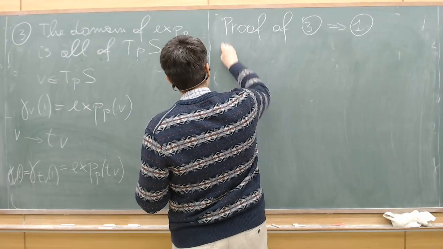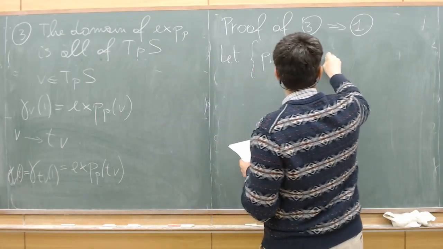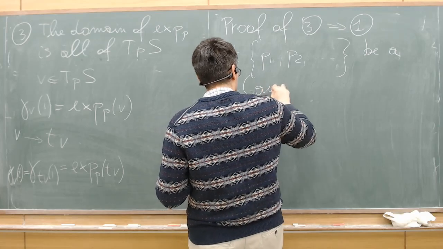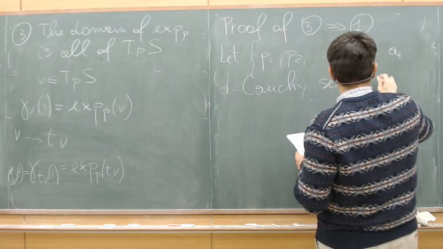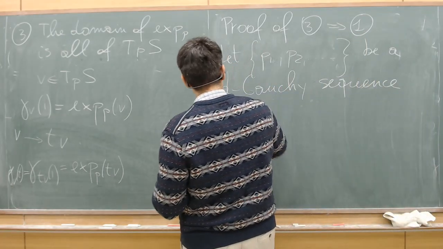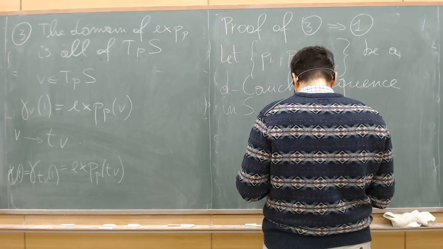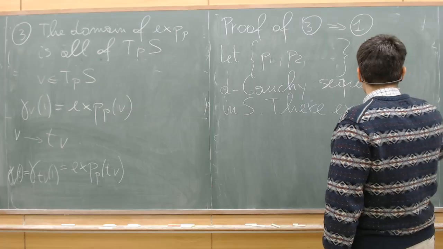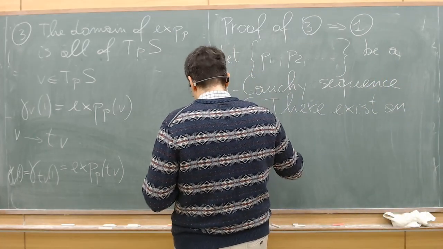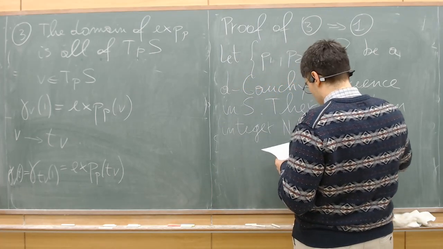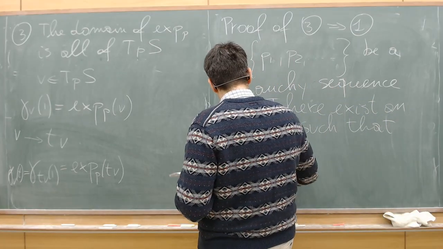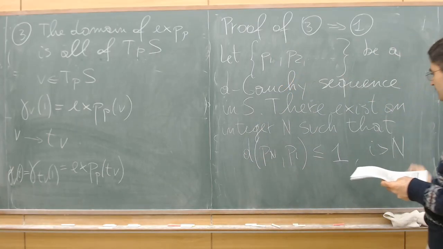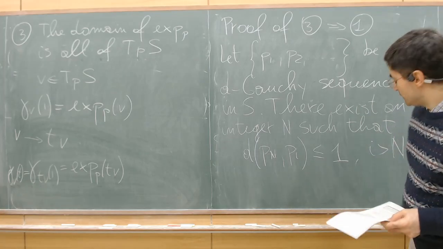So let P1, P2, and so on be a Cauchy sequence in S. So this means that there exists an integer n such that d of Pn and Pi is less or equal to 1 if i is larger than n. What is the meaning of this inequality?